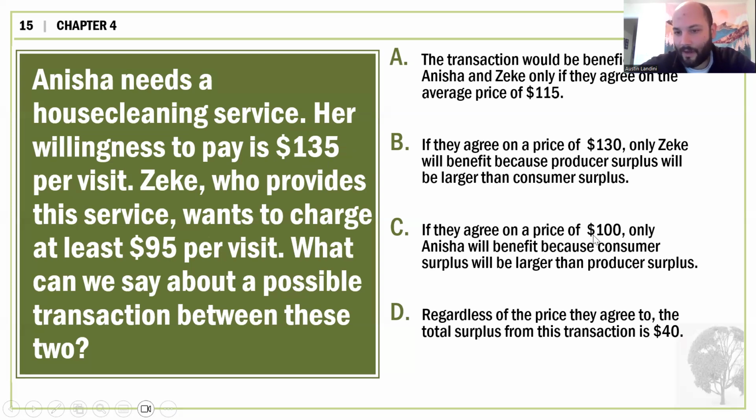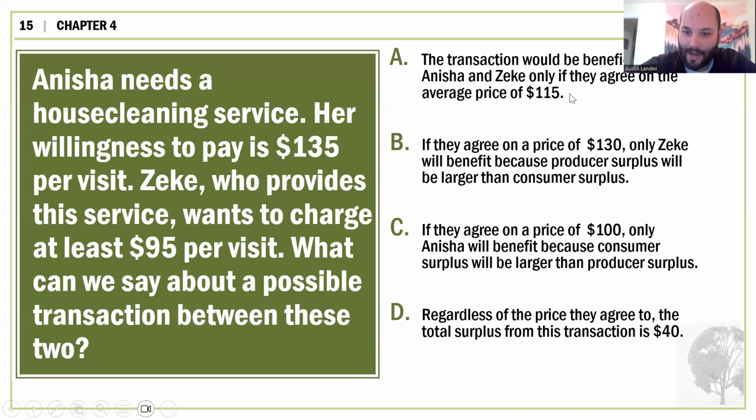Granted, it's a fairly small amount. Likewise in C, if they agree on a price of $100, Anisha gets a consumer surplus of 35. Zeke still gets some producer surplus, $5, so we can't say that only Anisha is benefiting. Anisha is benefiting more in this example, but Zeke still gets some producer surplus because he would be willing to sell at $95, but he gets 100. So all three of these are wrong. By process of elimination, we've got to answer D. Regardless of the price they agree to, the total surplus from this transaction is $40.